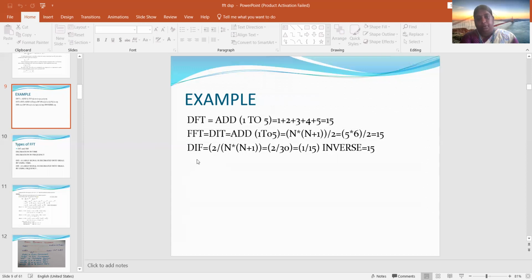The same thing I can do with the DIF also. DIF is one more method. So 2 by 30 and 1 by 15, again I have to take the inverse. So this much number of additions I am doing in DFT, but the same answer I am getting with the simplified one. So this is an example explaining the difference between DFT and FFT.